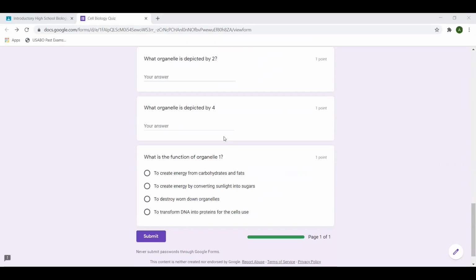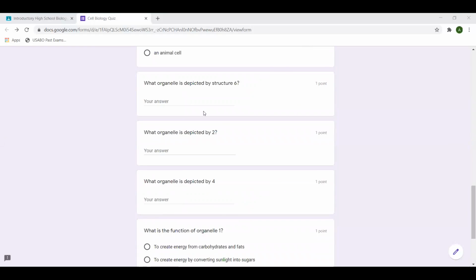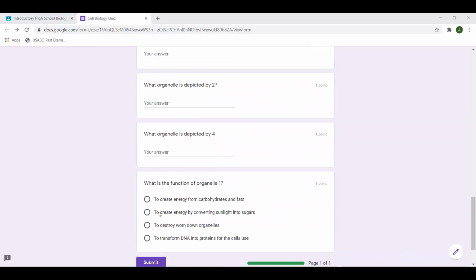And then the final one, what is the function of organelle 1? Organelle 1 is here. If you remember, I said in class, this is a mitochondria, and you can tell because it has these little folds going in and out along the edge of the mitochondria. So that's how you would tell that this is a mitochondria. And the function of the mitochondria is to create energy from carbohydrates and fats. So this would be the answer.